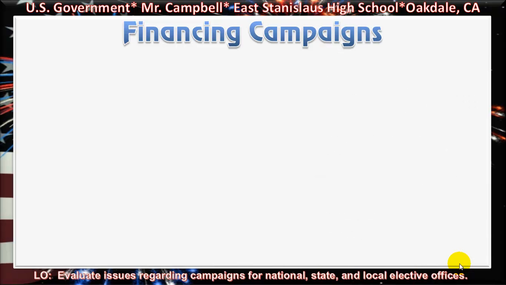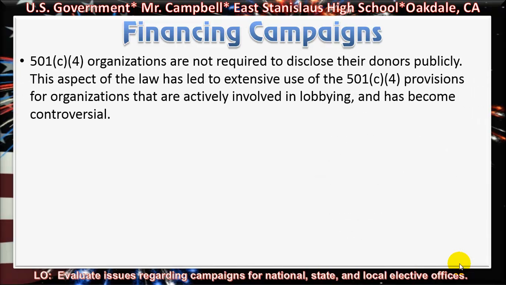This brings us to the 501c4 organizations. And 501c organizations are basically nonprofit groups, but the c4 organizations are really designed primarily for political purposes. And these organizations are not required to disclose their donors publicly. This aspect of the law has led to the extensive use of the 501c4 provisions for organizations that are actively involved in lobbying and has become controversial.